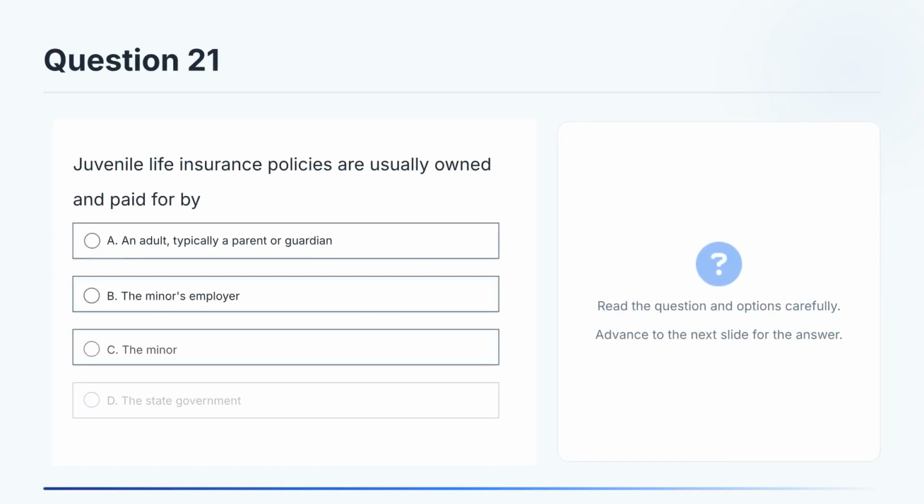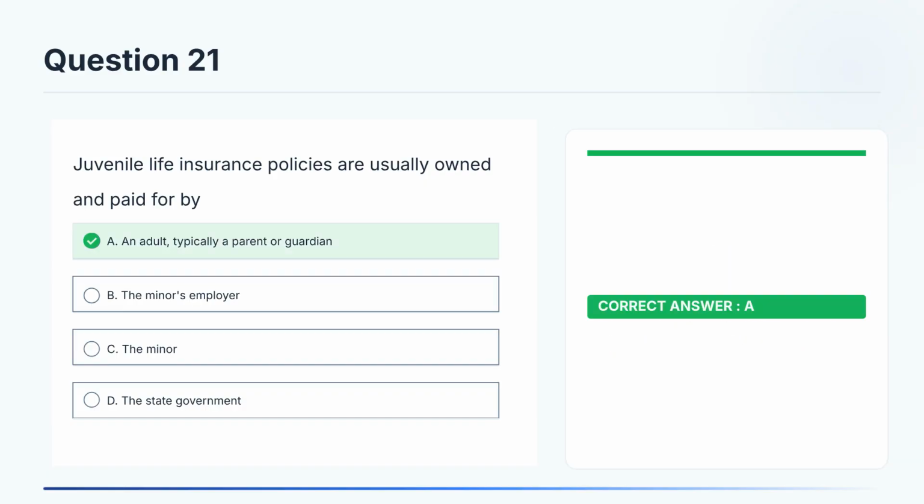Question 21. Juvenile life insurance policies are usually owned and paid for by A. An adult, typically a parent or guardian. B. The minor's employer. C. The minor. D. The state government. And the answer is A. An adult, typically a parent or guardian.